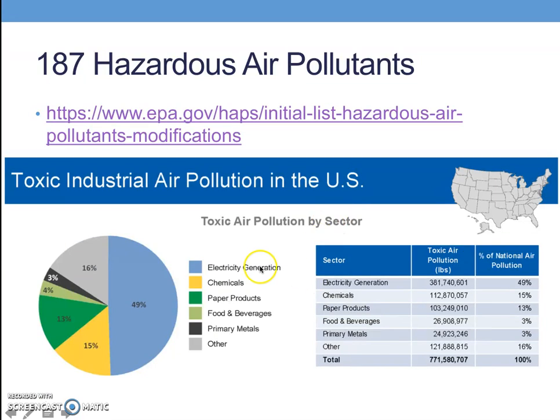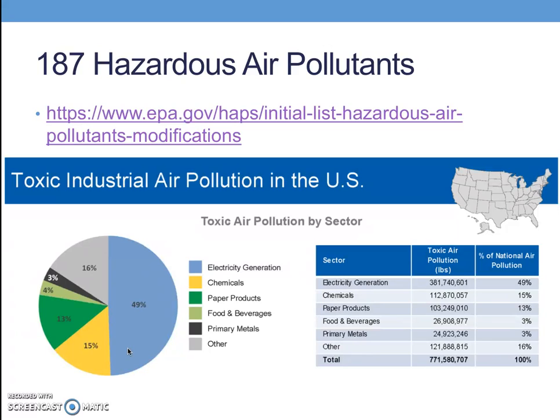So another thing I want to point out about these toxic air pollutants or hazardous air pollutants is their source. Notice almost 50% of those toxic air pollutants come from the generation of electricity. Again, that's coming largely from coal-fired power plants, where we get most of our electricity.